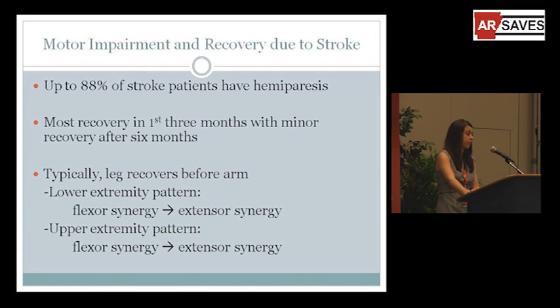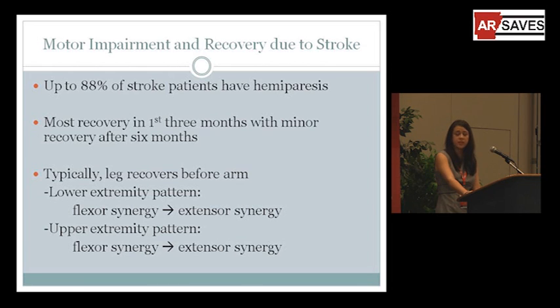The typical recovery pattern includes the leg recovering before the arm, and then the arm recovering. And it also occurs proximally, so shoulder will come back before the hand. So usually the most important things to a patient, the ability to use fine motor skills, those are usually the last things to come back.